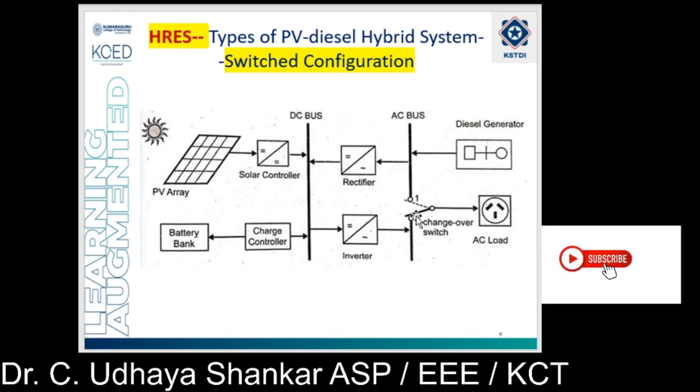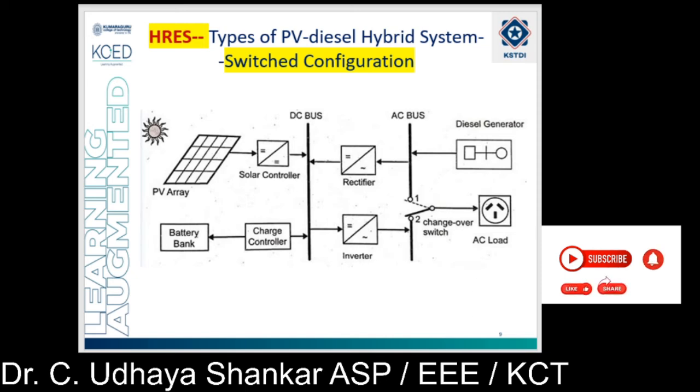This switch is used to switch between the diesel generator and the PV and battery bank, which is being supplied to this particular bus. So either the load will be supplied from the diesel generator, or the load will be supplied by the PV along with the battery bank using the inverter configuration. This is how it is going to operate.